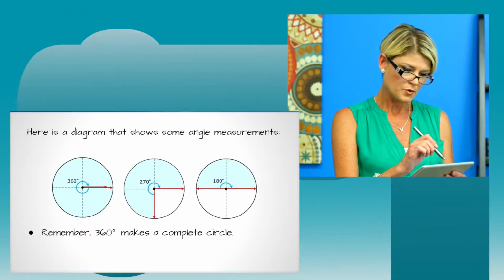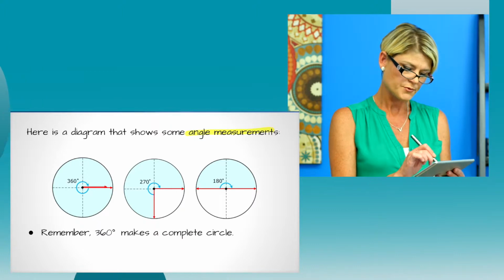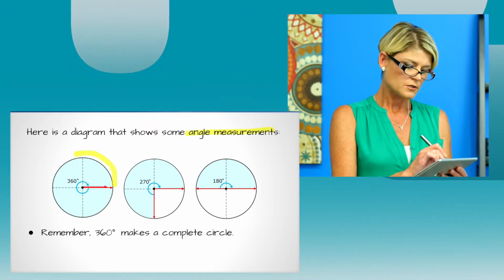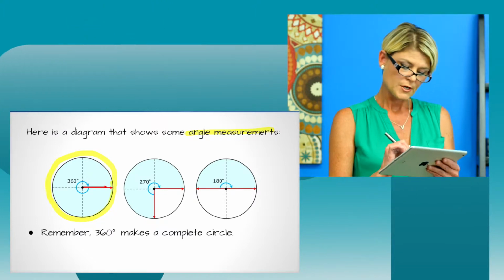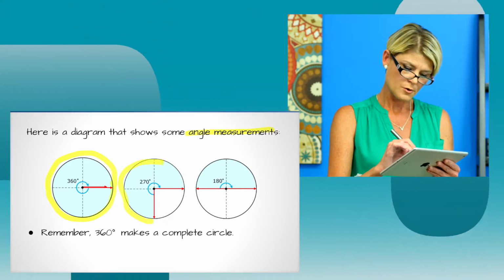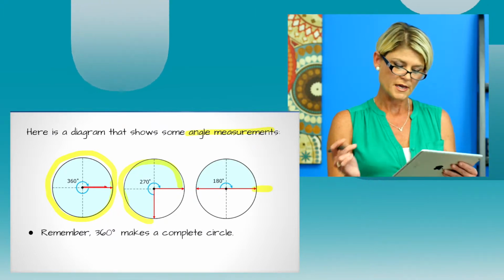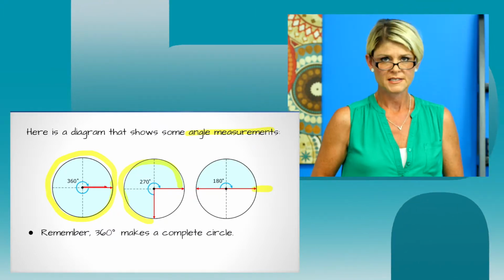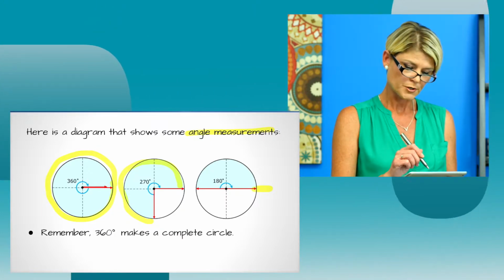So here are some examples of angle measurements. Here's an example of 360 degrees. So all the way around that circle is 360 degrees. Three-quarters of the way around is 270 degrees, and halfway, a semicircle or a half circle, is 180 degrees, and that will become important to remember as we progress through this lesson.